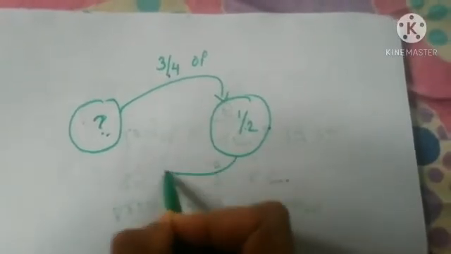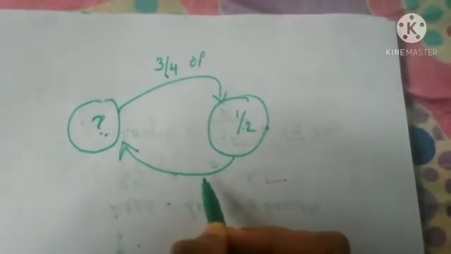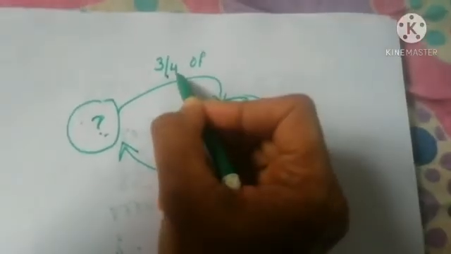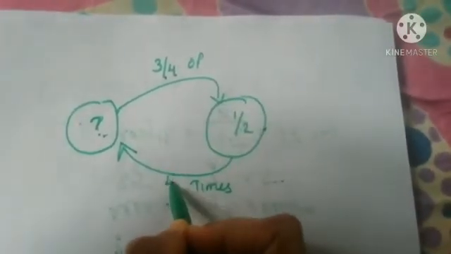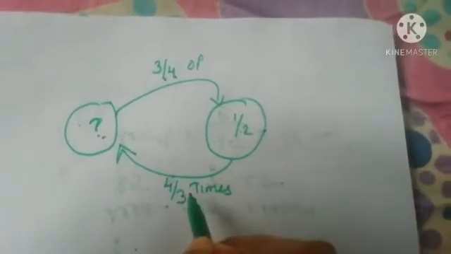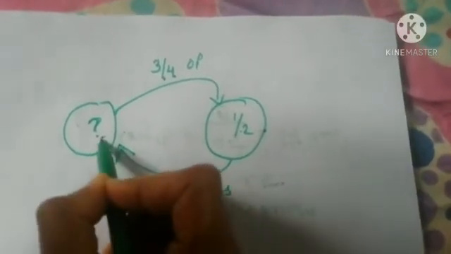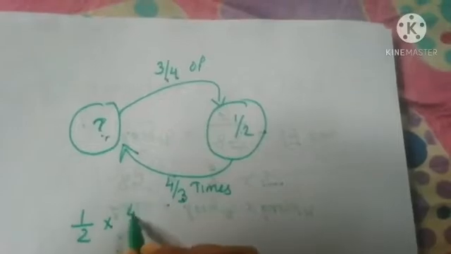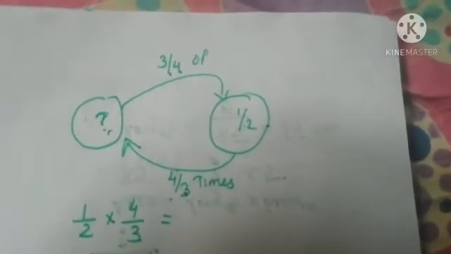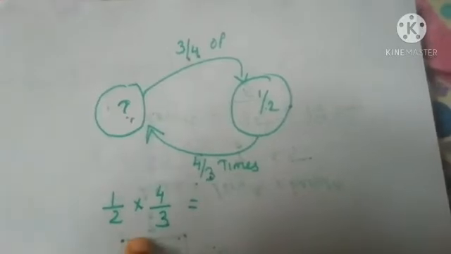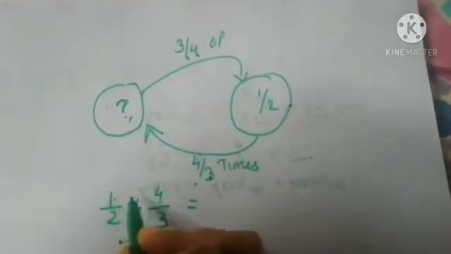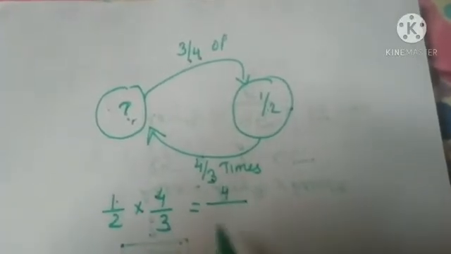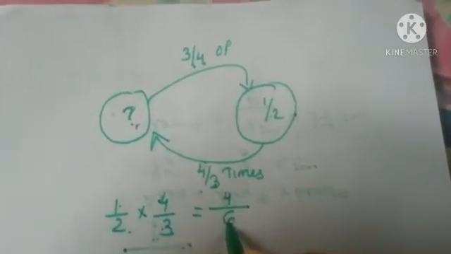In the reverse order, we can write it like that: 1 by 2 times of 3 by 4, then the reverse should be 4 by 3. That is, 1 by 2 of 4 by 3 should be the result here. When we multiply two fractions, we multiply numerator with numerator. 4 ones are 4, divided by 2 3s are 6.